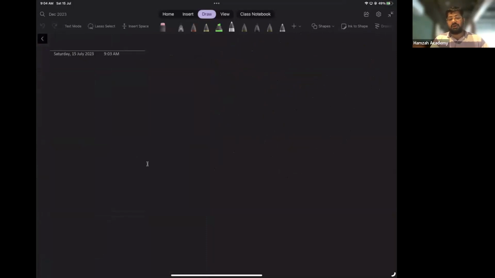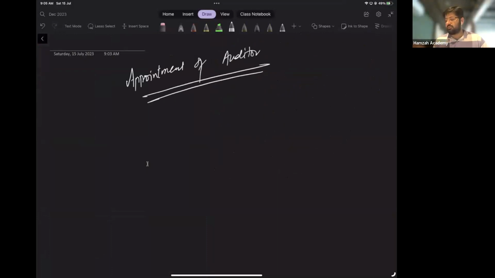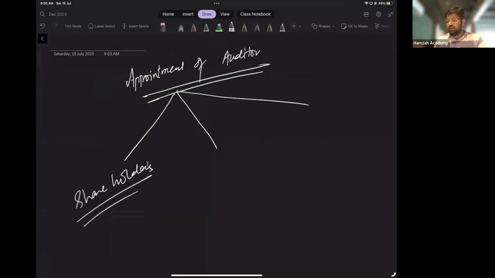Students, whenever the company appoints the auditor, we will talk about appointment of auditor. So appointment of auditor is normally, you know that, by three parties. One is by shareholders. It is the right of shareholders that they can appoint auditor. It is their right. It is the right of the shareholders of the company.